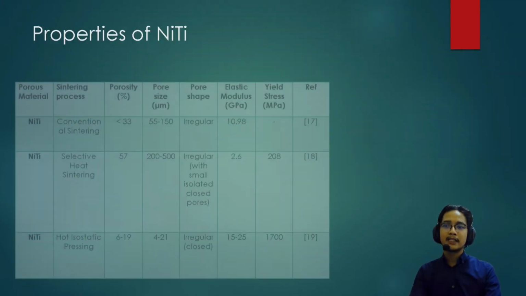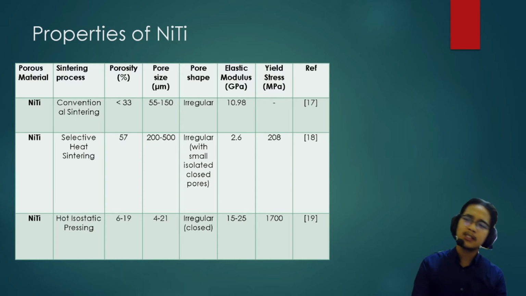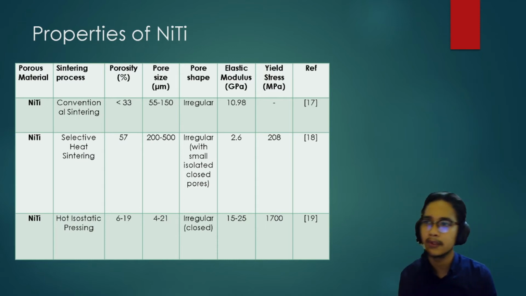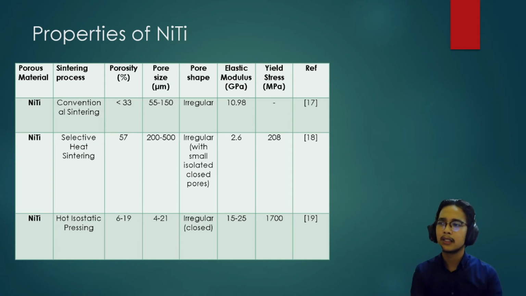Properties of nickel titanium. The table shows a few properties of nickel titanium. As we can see from the table, the nickel titanium porous material that has the lowest percentage of porosity, the smallest pore size, and an irregular shape has the highest elastic modulus and also the yield stress.